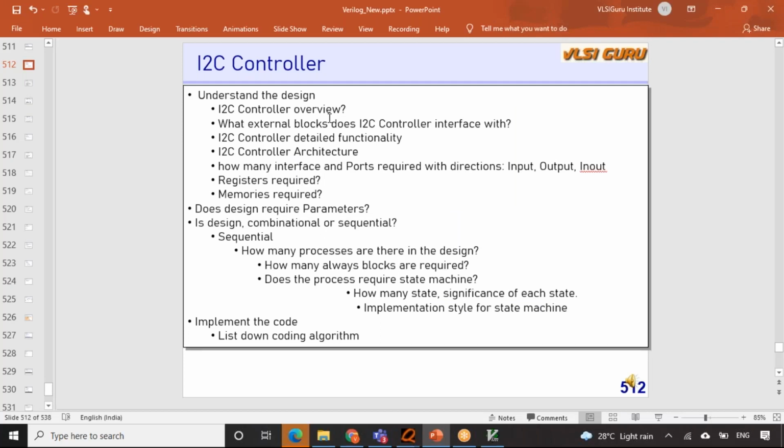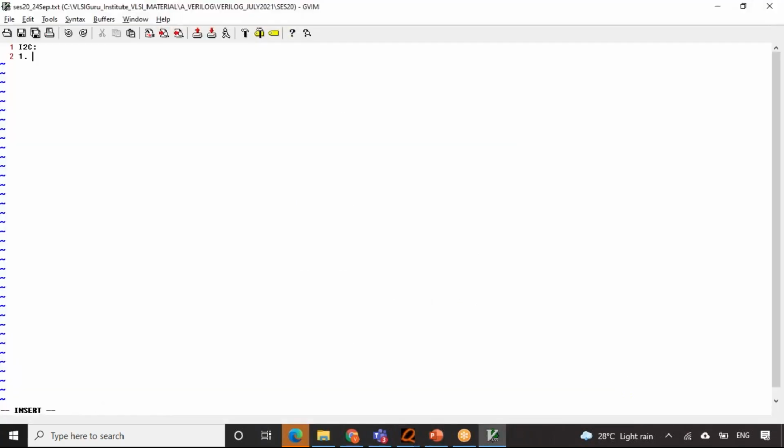Let's talk about I2C. The way we did other projects, we'll do in the same manner. First, we'll understand the I2C protocol. Then we will learn the I2C controller. Then we will implement that. We will develop, design, and test.